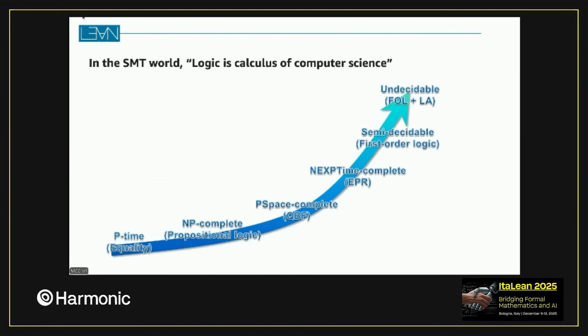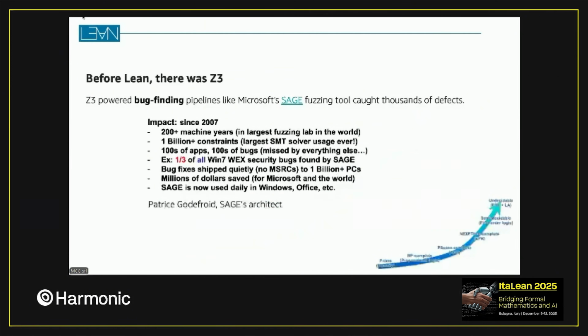This kind of solver can attack problems in this complexity ladder. On the bottom, you have polynomial time problems, you have NP complete, and it goes up to undecidable, right? And many people say logic is the calculus of computer science, and that was the spirit for this kind of solver. For bug finding, especially for tools like Sage, we are really on the bottom of the ladder, right? We are solving NP complete problems.